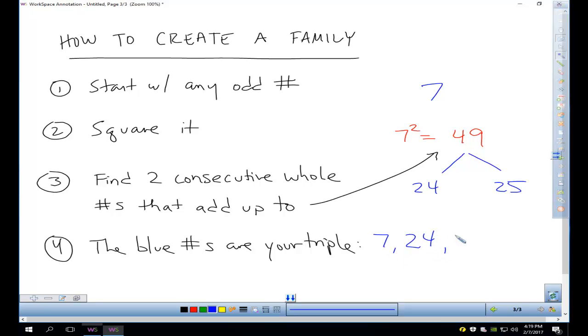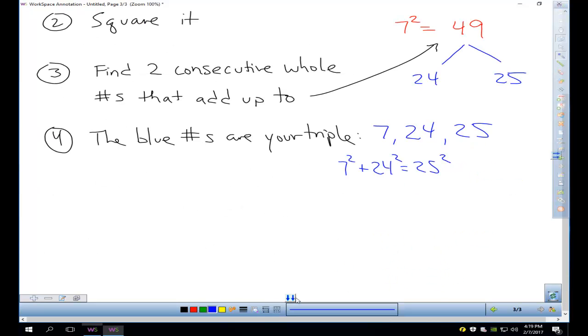Alright, so if you have to, go back and listen to these steps again. Or try one with your own. See if it works. But here, you can see right now, 7 squared is 49. 24 squared is 576. And 25 squared is 625. For those of you who don't know all your squares as well as I do. Alright, that works out. You add them up. 625 equals 625. That is a family right there. 7, 24, 25 is a family of triples. So, you could take multiples of those and those would be triples.